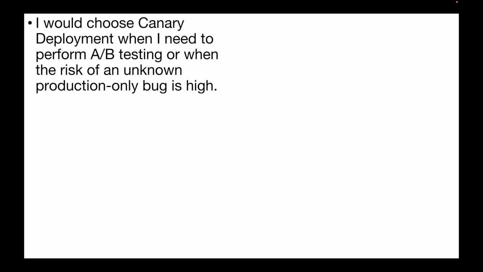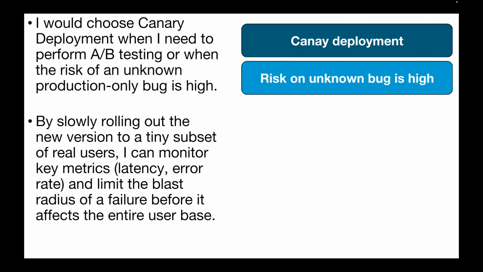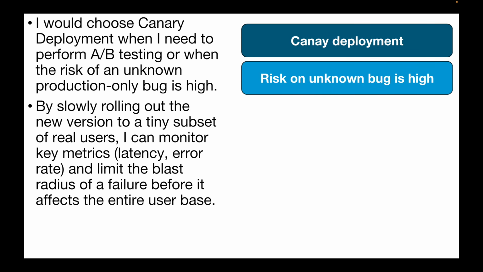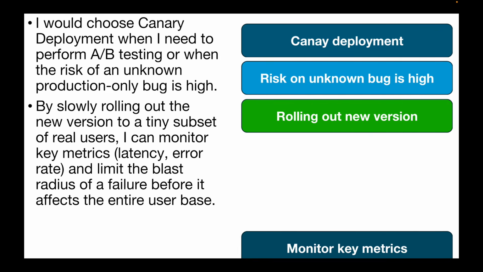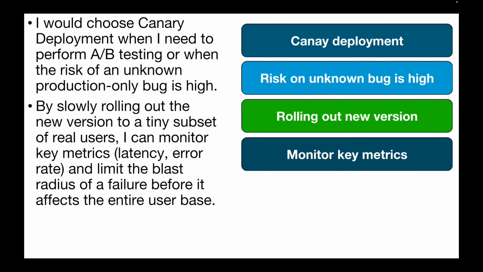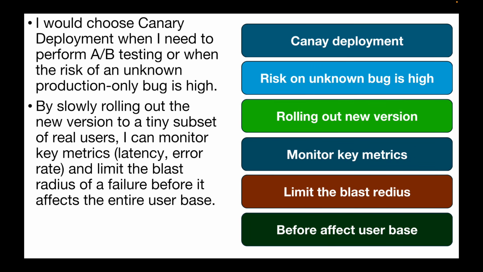The next question we have is contrast blue-green deployment with Canary deployment and explain when would you choose Canary. So, like I said, blue-green deployment is having two identical environments. So we can choose Canary deployment when I need to perform A/B testing or when the risk of an unknown production-only bug is high. So by slowly rolling out the new version to a tiny subset of real users, I can monitor key metrics like your latency, error rate, and also limit the blast radius of a failure before it affects the entire user base.